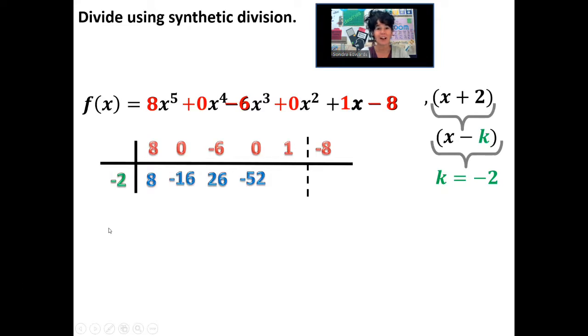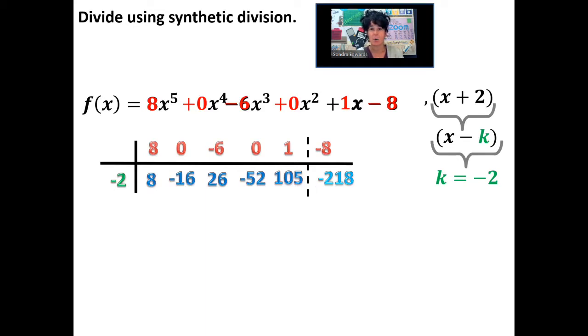Repeat. Multiply across, so negative 2 multiplied by negative 52 is 104. Add diagonal, so we have 104 plus 1, which is 105. Drop that answer down. So we've got our 105. Okay, lastly, repeat, multiply across. So negative 2 times 105 is negative 210. Add diagonal, so negative 210 plus negative 8 is negative 218. Drop that answer down. So notice this time we do have a remainder.